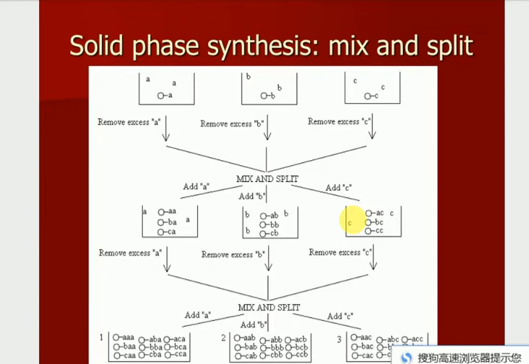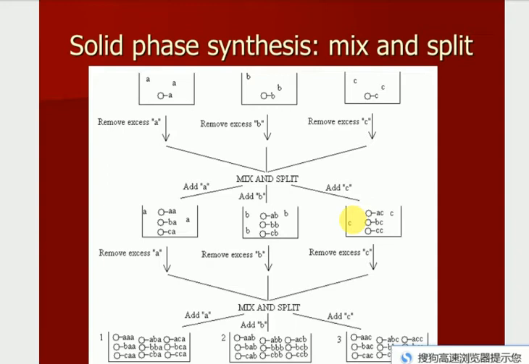However, if you wanted to do a completely random approach, if you wanted to do a combinatorial library where you were looking at random combinations of different moieties, different adducts, different amino acids, if you're making a peptide library, then you can use the mix and split approach.